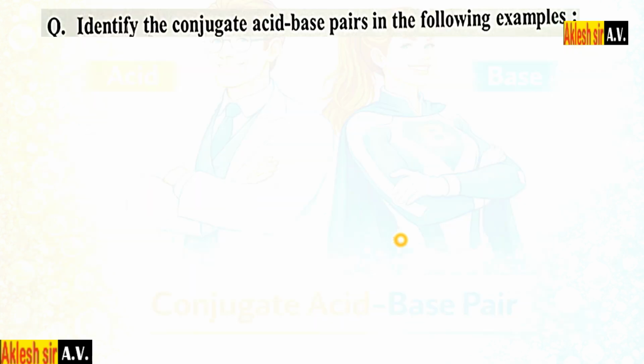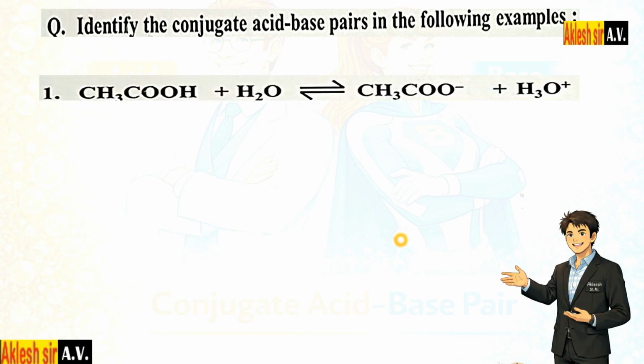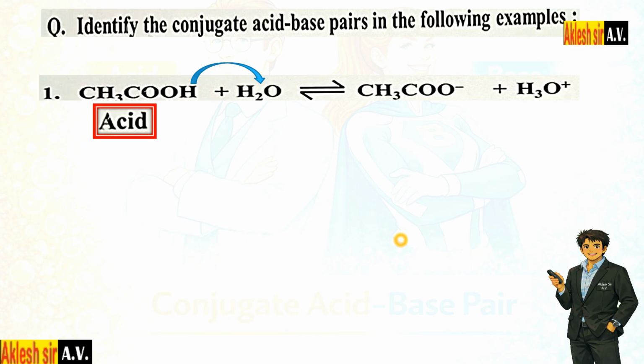Next, identify the conjugate acid base pair in the following example. This is the example where acetic acid, CH3COOH, reacts with a water molecule, reversible sign, to give acetate ion CH3COO minus plus H3O plus. Here acetic acid donates one proton to the water molecule. So acetic acid is an acid because it is donating the proton, and water is acting like a base because it is accepting the proton.